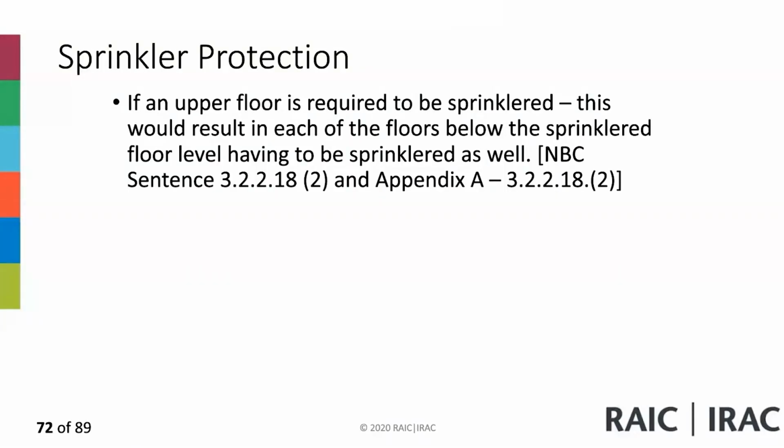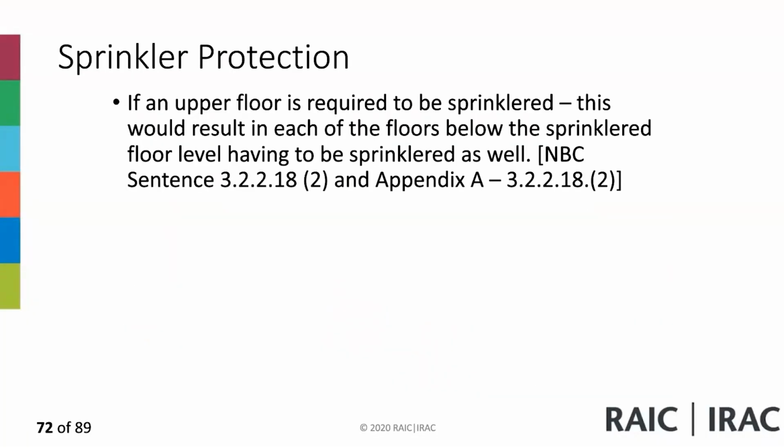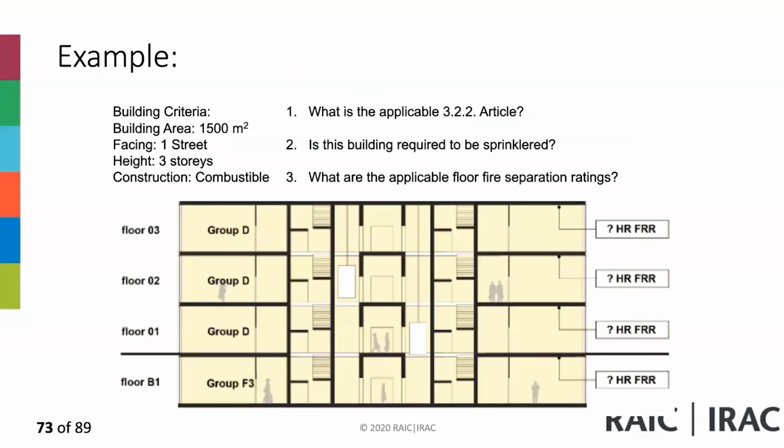If an upper floor is required to be sprinklered, this would result in each one of the floors below it being sprinklered. In terms of sprinklers, the code does not allow you to protect one floor on the top and leave all the floors below unsprinklered. So once you protect the top floor or one of the floors above, everything below it needs to be sprinklered. And this sentence applies to 3.2.2.18 too. Okay, this is one example.